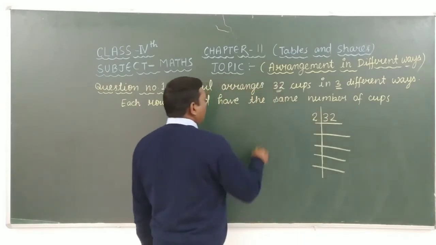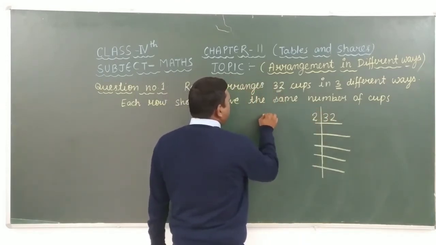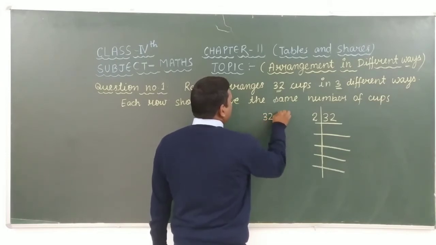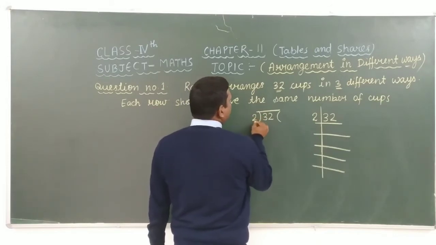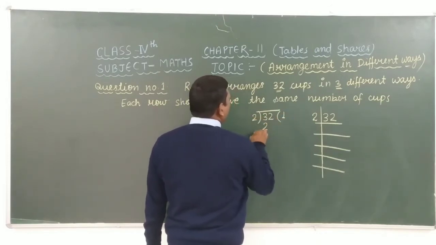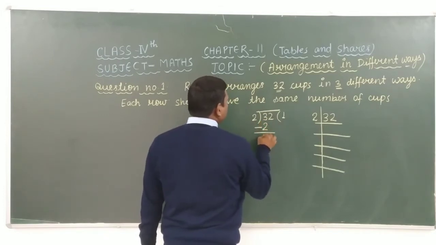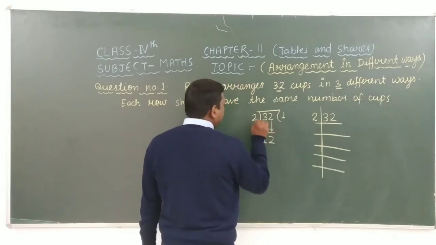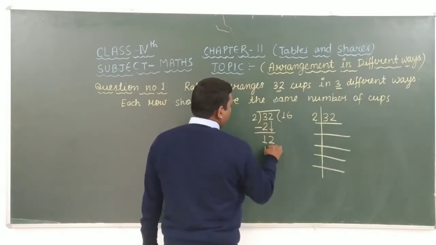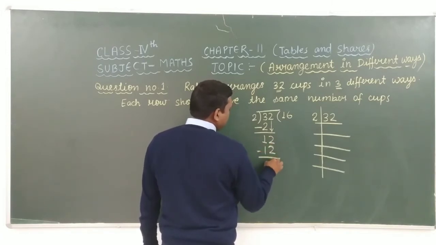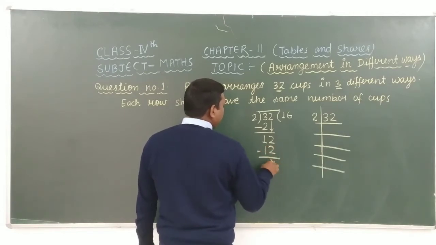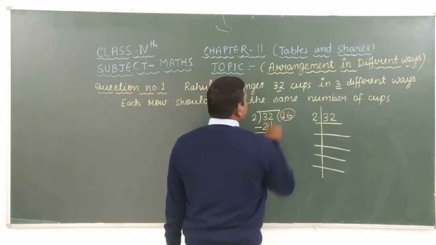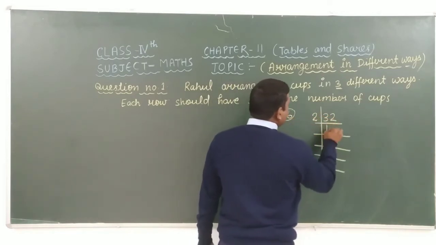If we divide 32 by 2, we get 2 1 2, 3 minus 2 is 1, and here we take 2 again. 2 6 are 12. After subtracting these, 2 minus 2 is 0 and 1 minus 1 is 0, so we can write cancel marks. After dividing these we get 16.